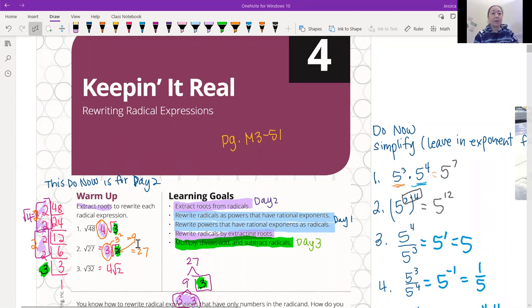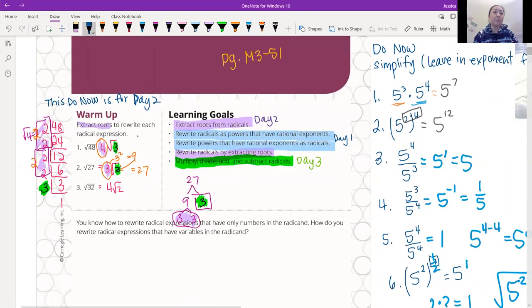So this is our do now for today. If you were not in class, make sure you do it right now. Do now. When it says extract roots, it just means to simplify. So to simplify the radical, that's what it means. It's just more specific. And if you don't remember how to do that, remember we're just going to do the prime factorization. I'm going to write that down.